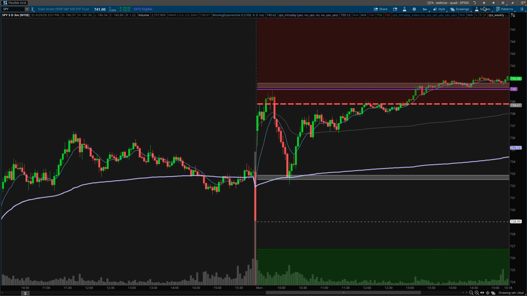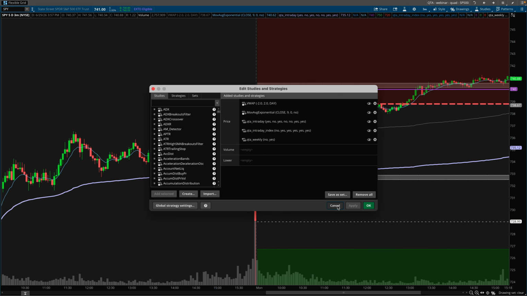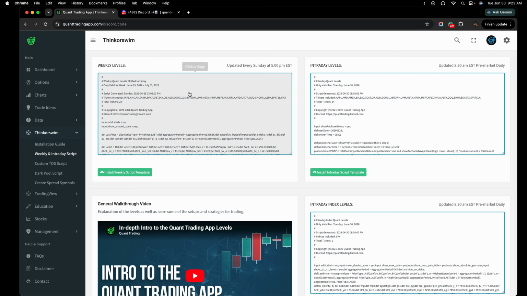So if I turn off all of my studies, or I show you guys what are the studies on the charts, we have the 9 EMA, we have VWAP. These two ship with pretty much any charting platform. These are the Quant Trading App proprietary scripts, and those are coming straight from Quant Trading App here.